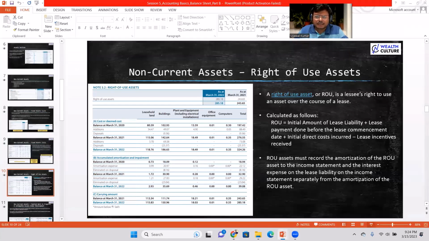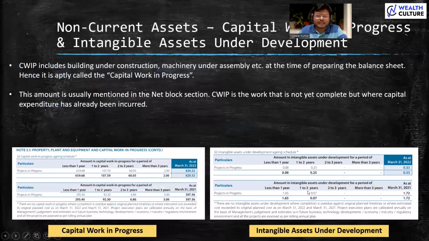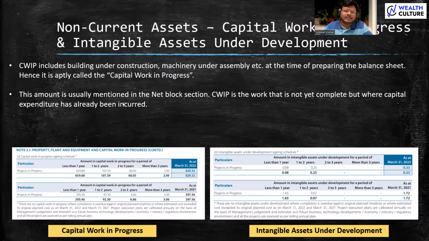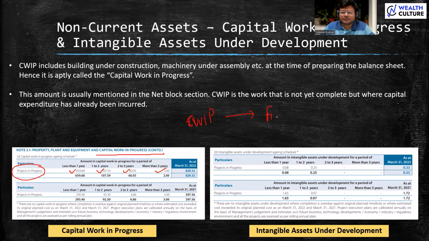Now let us get back to the next section where we talk about the capital work in progress and intangible assets under development, right? So as part of the same note, remember note 3.1, because this also includes capital work in progress. We have projects which are in progress, investments done in less than a year, 1 to 2 years, 2 to 3 years, more than 3 years, right? Anything will be called capital work in progress before it becomes part of fixed assets.